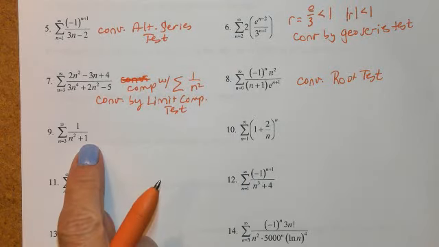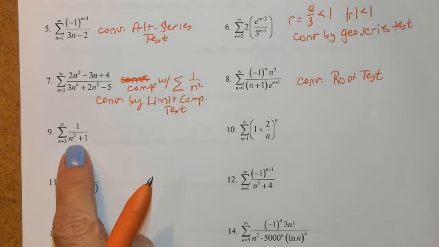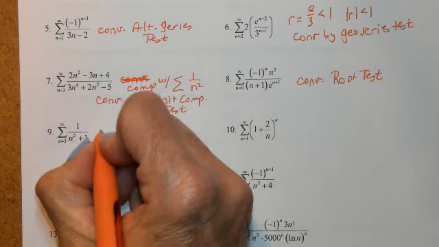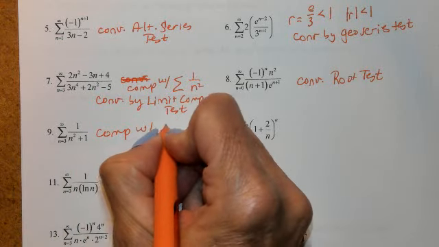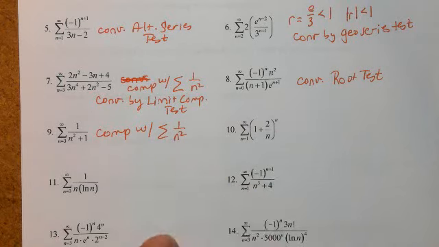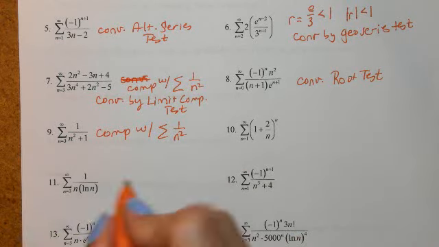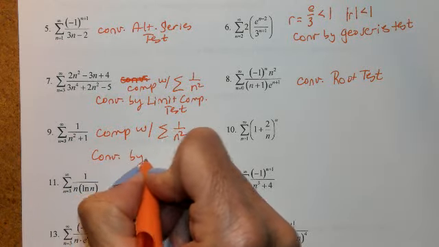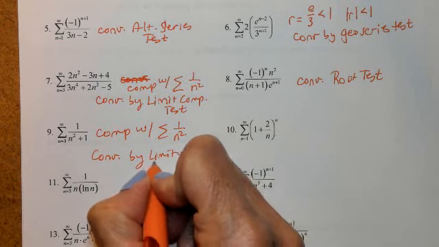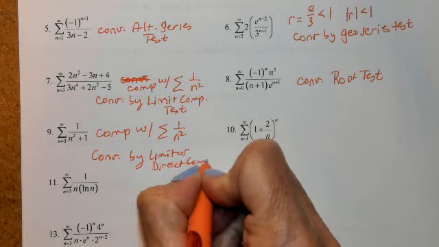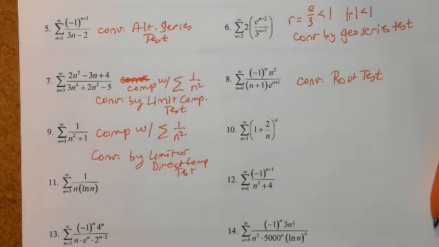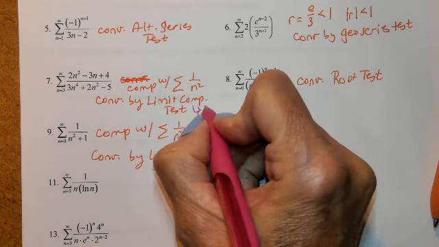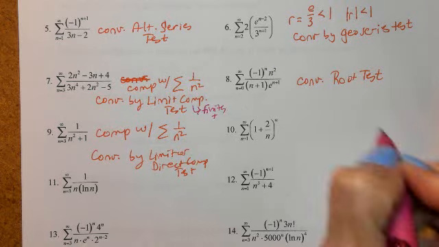What about this one? Can't use the ratio or root test on this one. Won't work. This one we need to use a comparison test. I would compare it with 1 over n squared, which converges. And I could either use the limit comparison test or the direct comparison test in this one. Remember the limit comparison test, that's the one where you need the limit to be finite and positive. Okay?